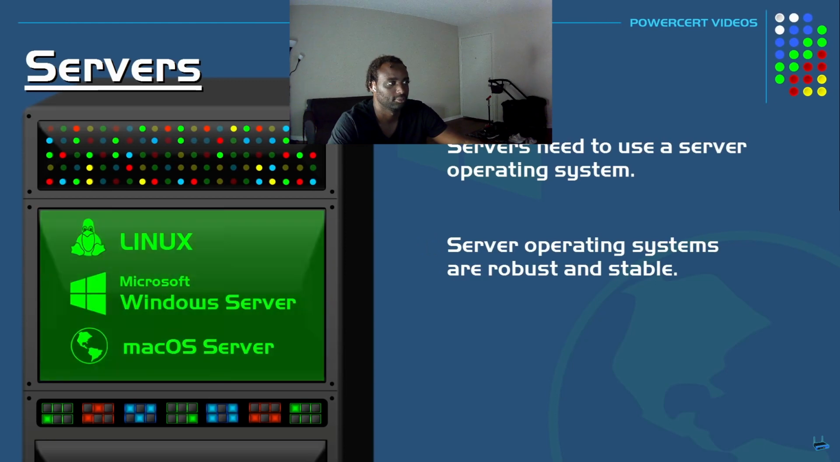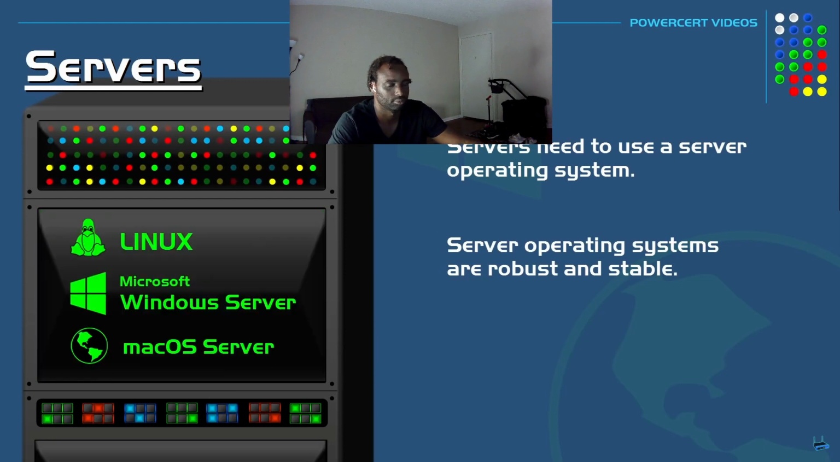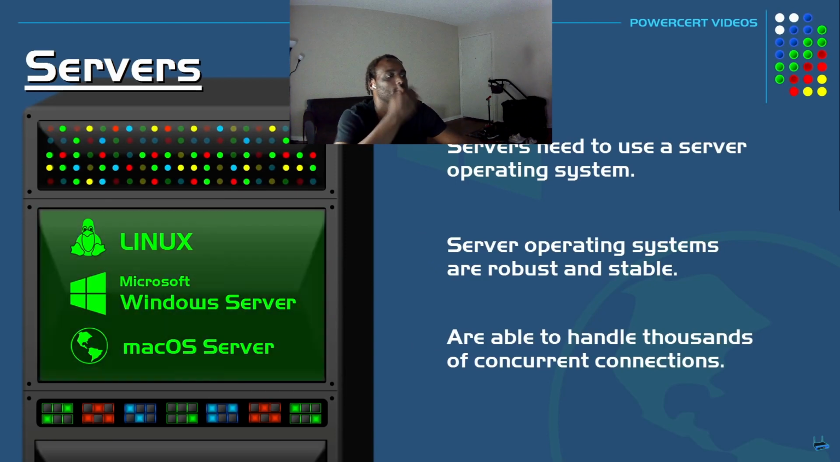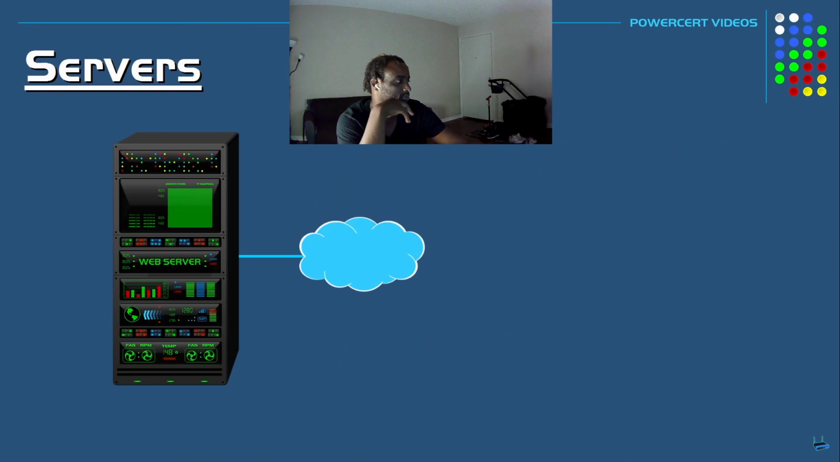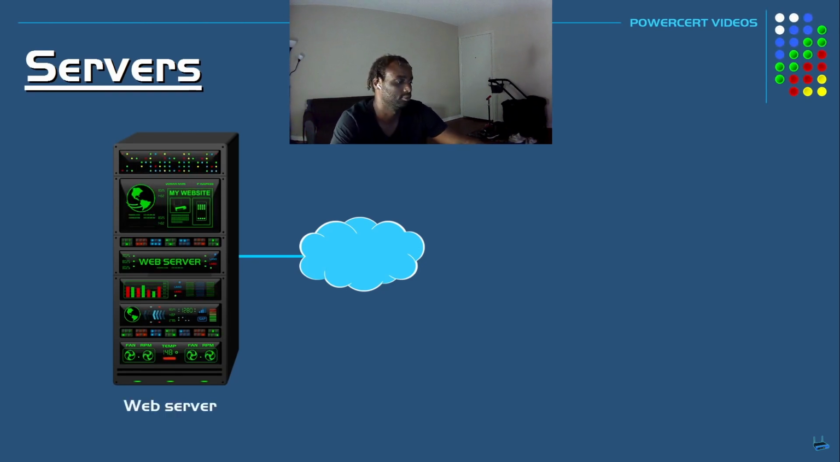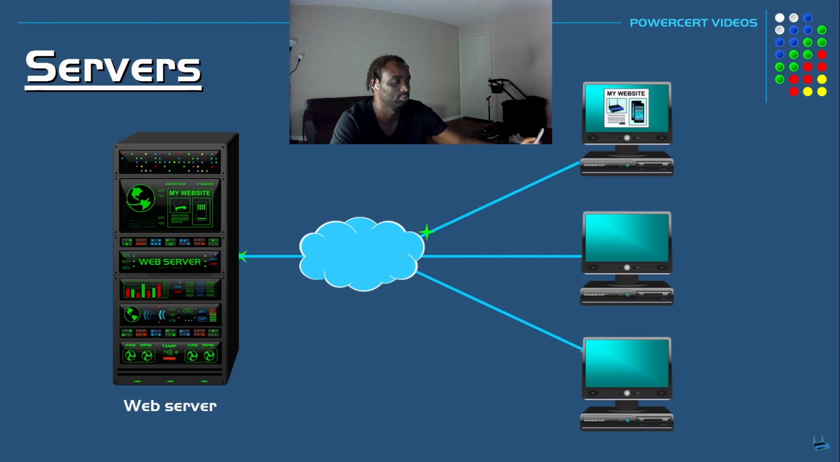Server operating systems are robust and stable, and they are designed to run non-stop and are able to handle thousands of concurrent connections. Now, there are many different types of servers, and when I mean types, I'm talking about the type of service that the server provides. So, for example, a web server. A web server is what hosts a website. So any website that you go to with your web browser, you are connecting over the internet to that web server to pull up the website you want.